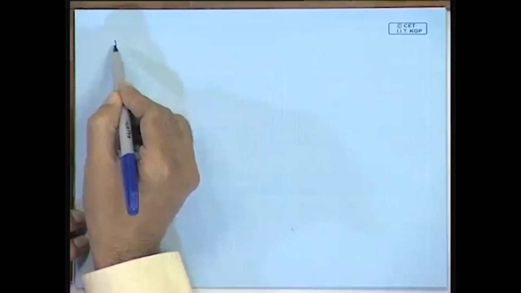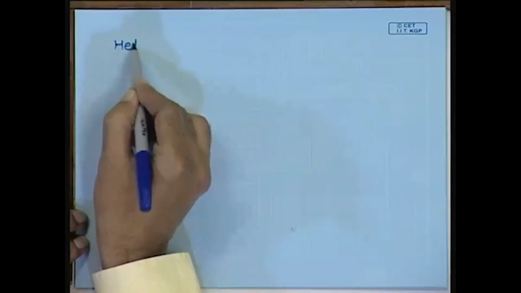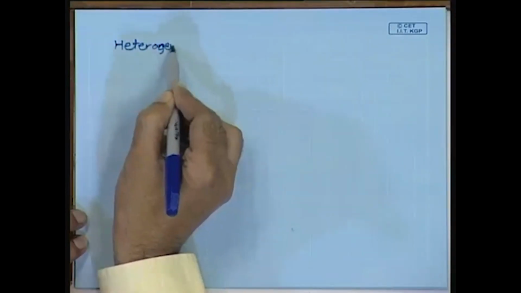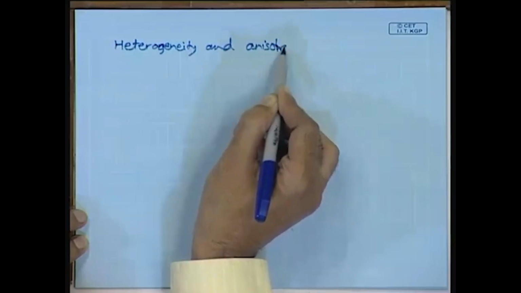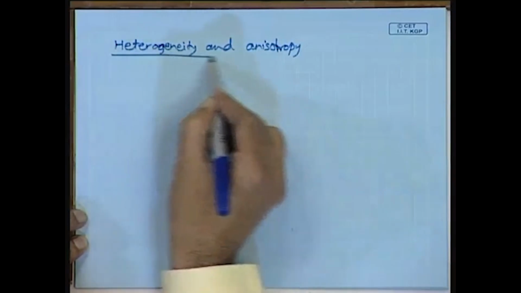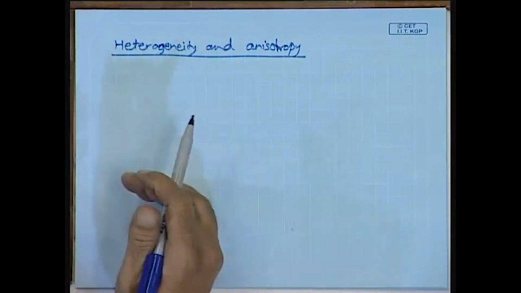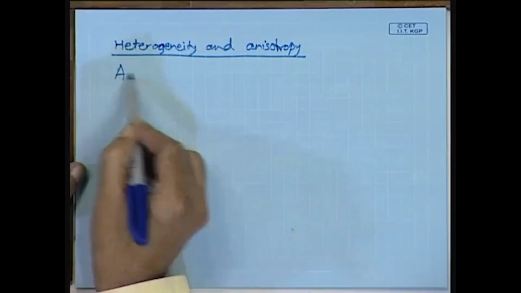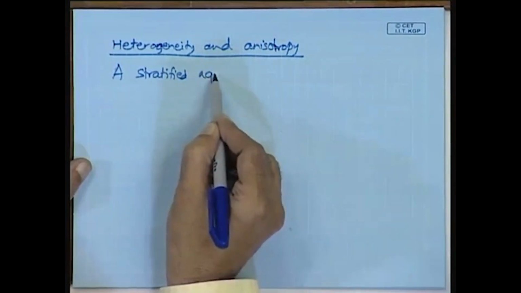Welcome to this lecture number 9, in which we will continue with our previous lecture on heterogeneity. We will take a numerical problem on heterogeneity and anisotropy in aquifers, and let us consider, for example, a numerical problem of a stratified aquifer.